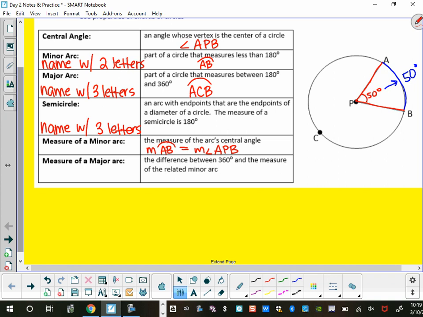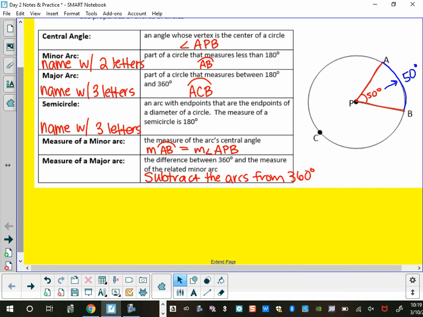So the measure of a major arc is the difference between 360 and the measure of the related arc. We will subtract the arcs from 360. I think that's the easier way than doing it how they want us to do it. We'll see in a second.